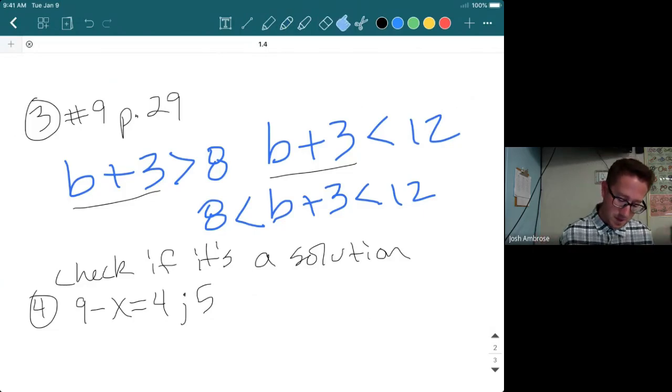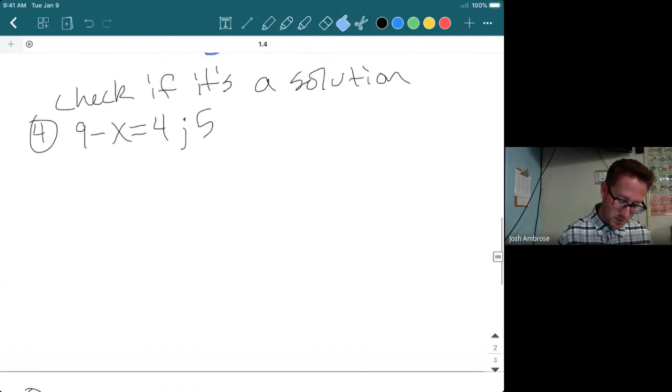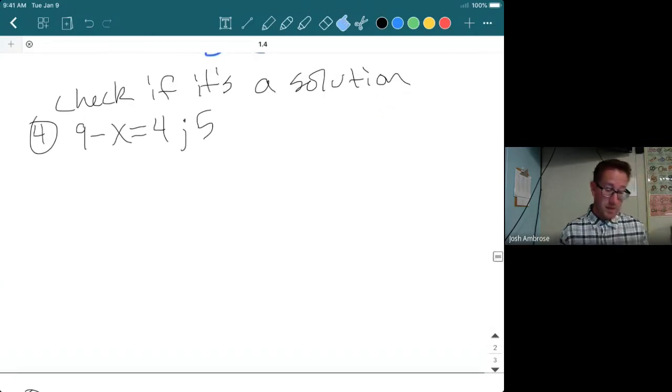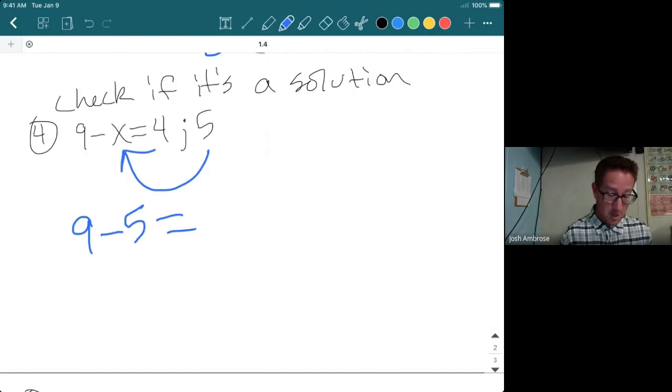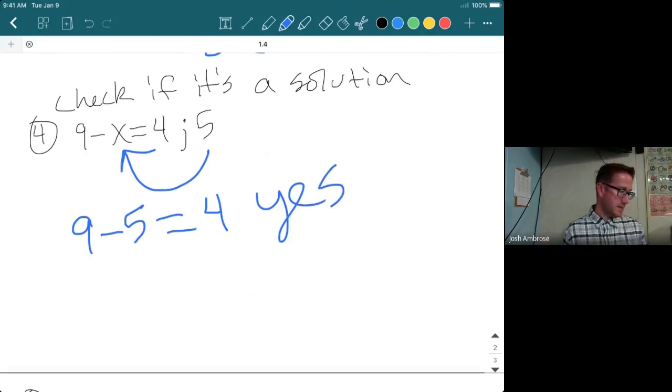Okay. All right, let's now move into number 4. All right, it is asking us check if this is a solution. Simple enough. How do you check? Plug 5 in for x. All right, that's easy enough. 9 minus 5. What's the answer there? Is it 4? Boom. So what's the answer here? Yes, that's it. The answer is yes. This does work. So we would say yes, it is a solution.